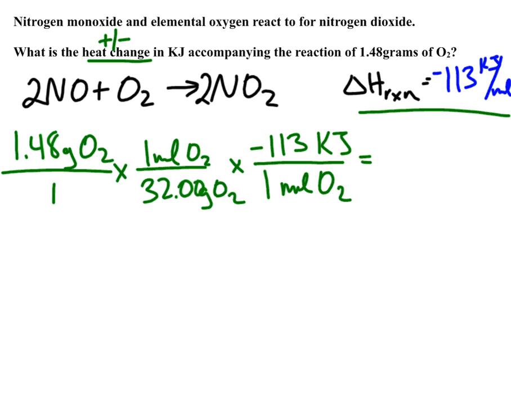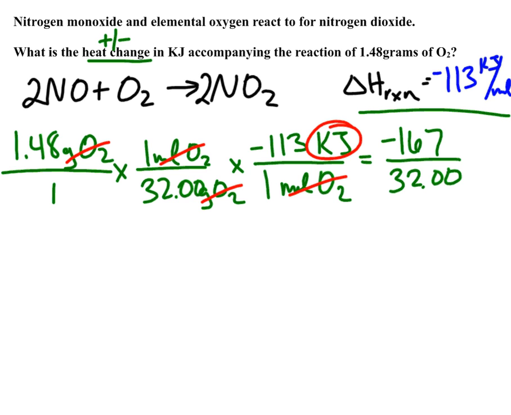1.48 times negative 113, I'm going to end up with an answer in 3 sig figs, which would be negative 167. Okay, and then divided by 32.00. Of course, knowing my moles cancel out and my grams cancel out, I'm left with just kilojoules. So negative 167 divided by 32 is going to be negative 5.22 kilojoules.